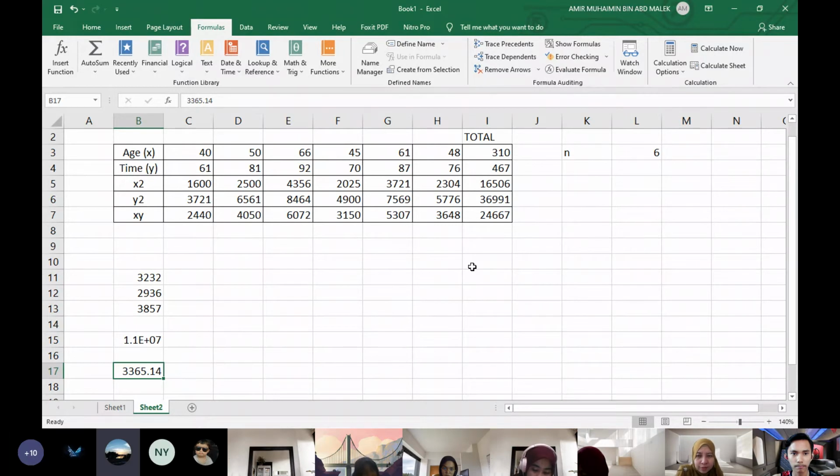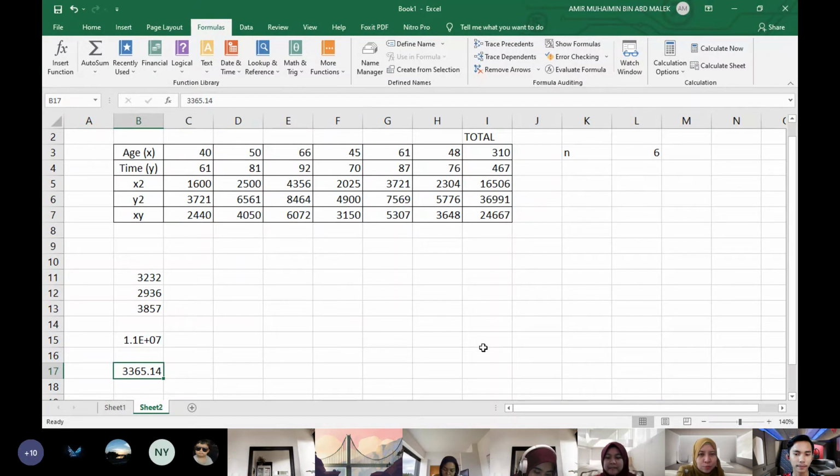Sum of X is 310, sum of Y is 467. Sum of X squared is 16,506. Sum of Y squared is 36,991, and sum of XY is 24,667. Okay, so then after that you are going to substitute all these values into the formula. Right? Yes, madam.